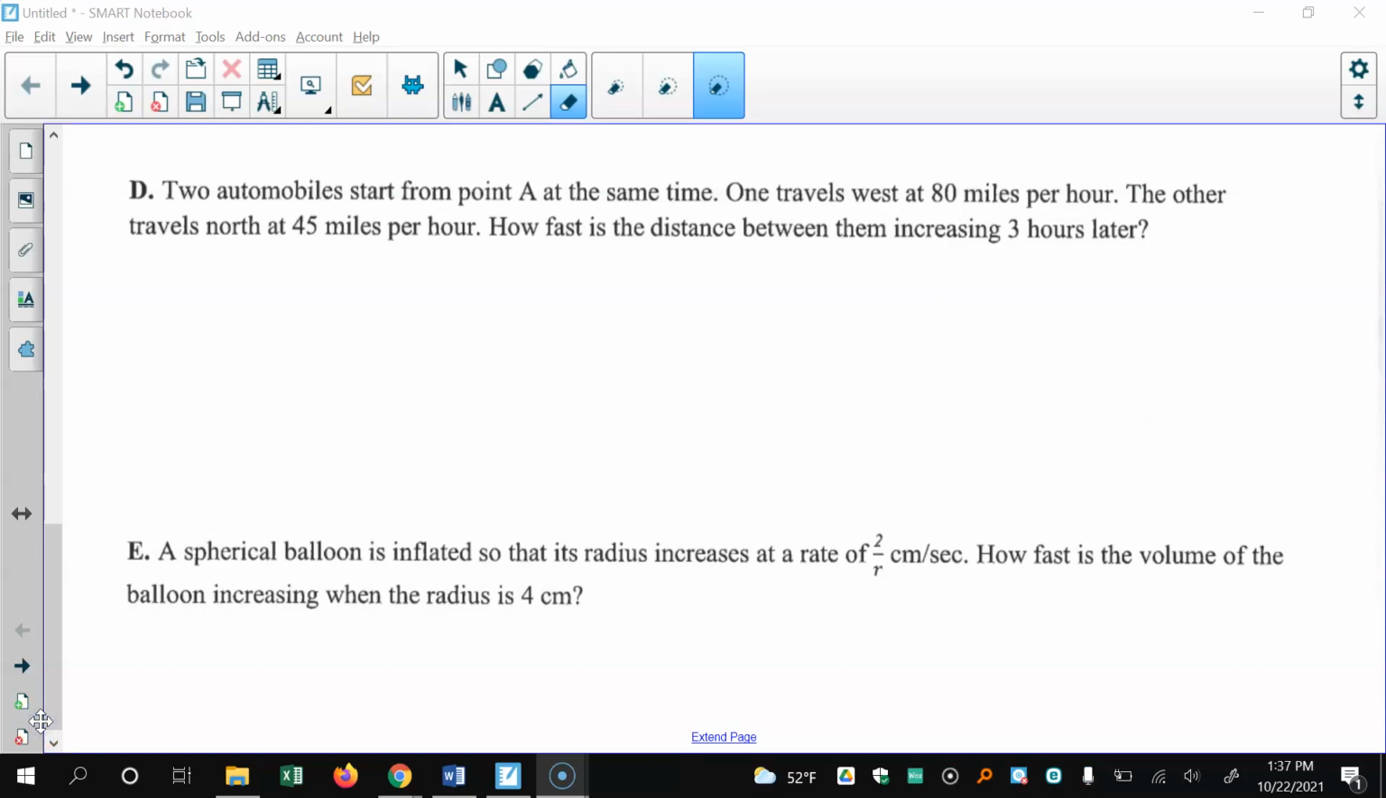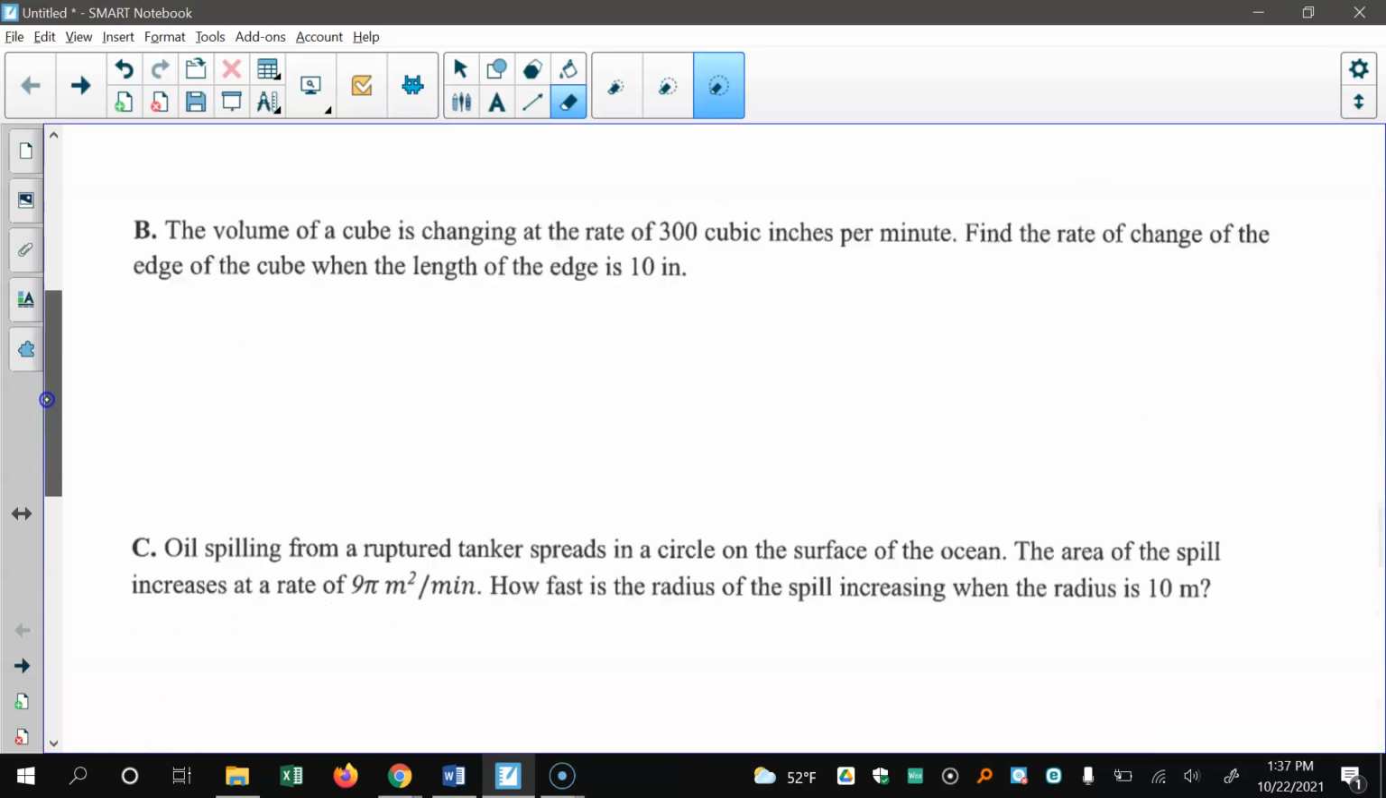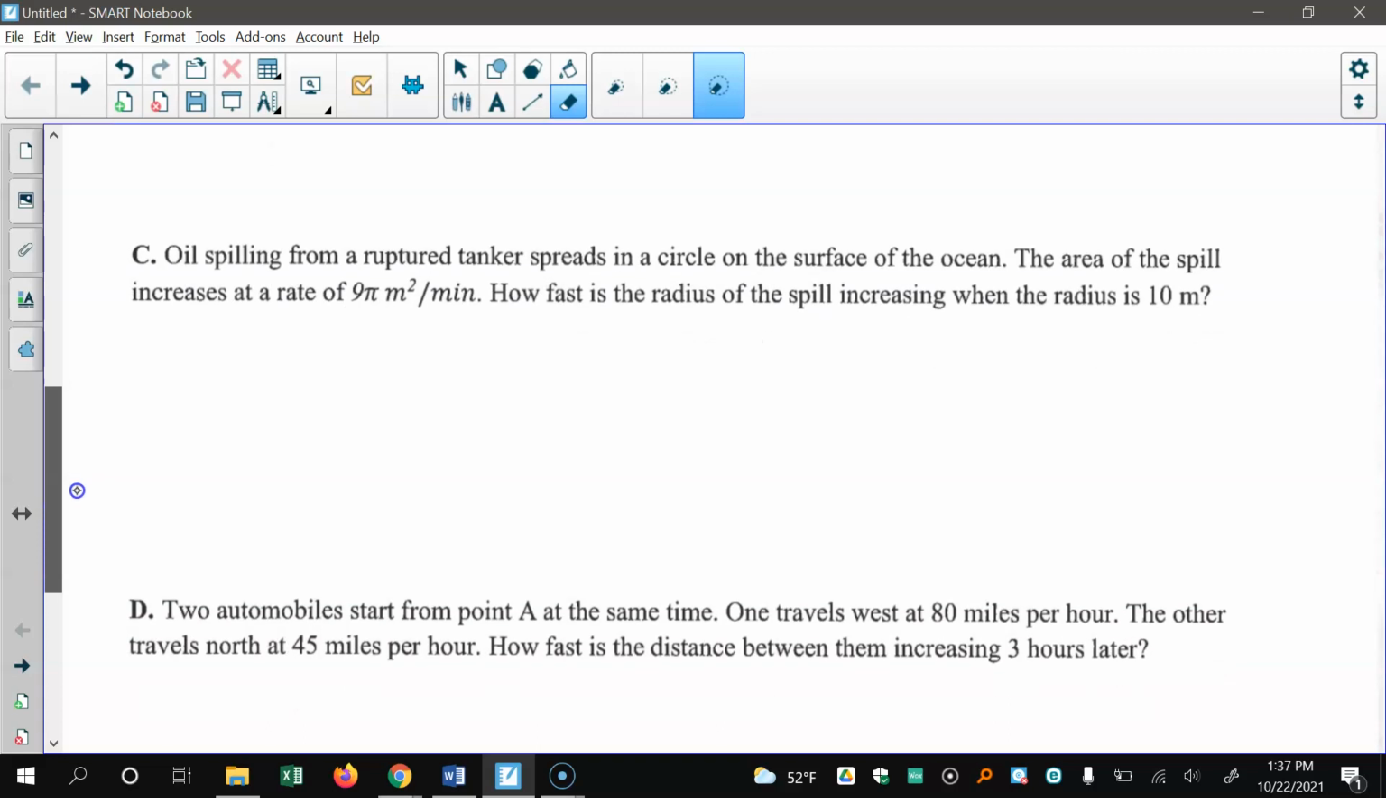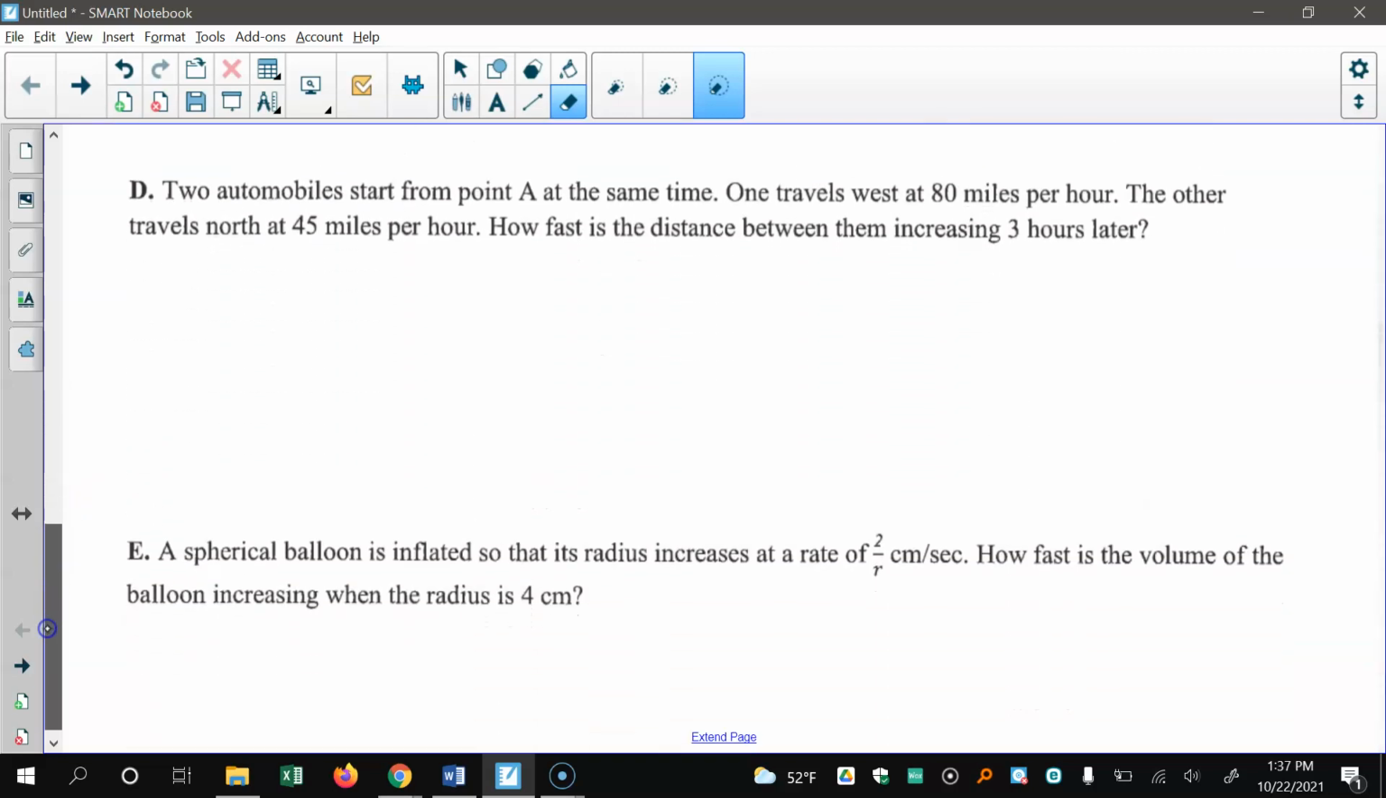This is take 2 on this video. We are going to finish up the related rates problem practice A. We're going to do D, E, and F.